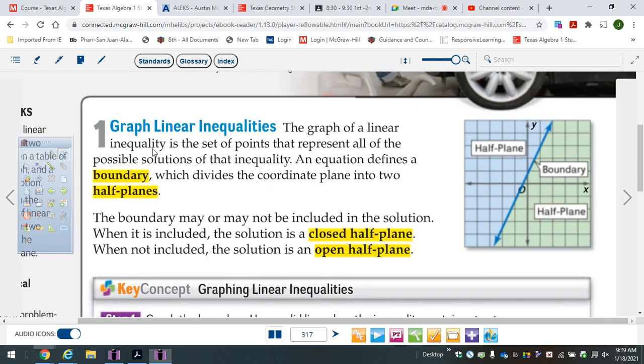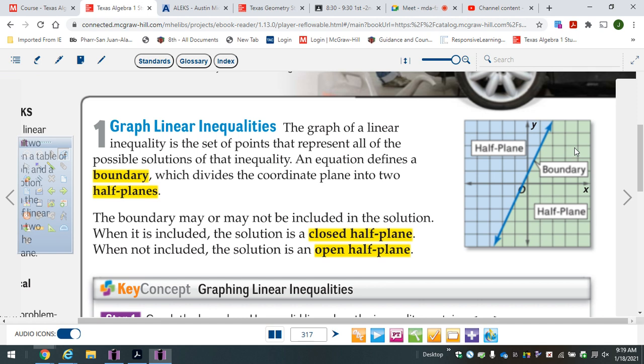So the graph of a linear inequality is a set of points that represent all of the possible solutions of the inequality. An equation defines a boundary. If you look at this, this is the xy coordinate plane. There's a boundary right here, this line. Now this side is, in this situation, all blue. This side is all greenish.